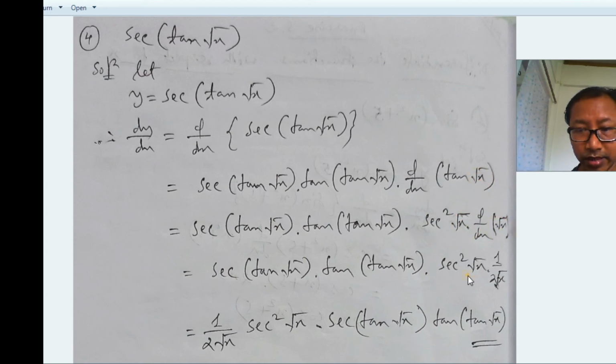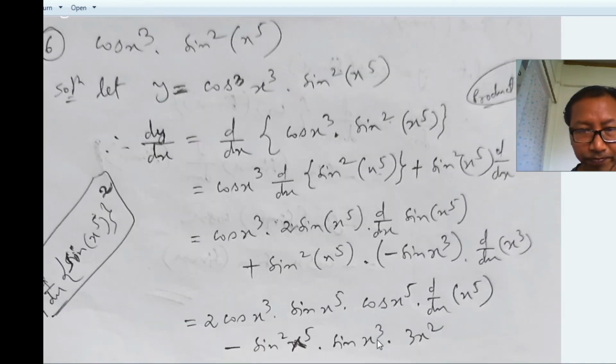Okay, up to this it's okay. Then d dx of root x is 1 by 2 root x. This part we will write here, and rest others will write like that. So this is the answer for our question. Okay, this is just the application of chain rule.